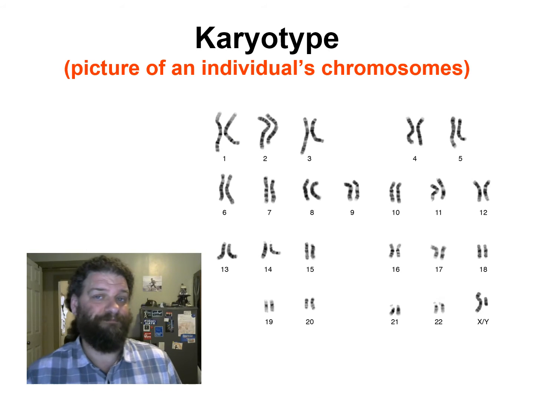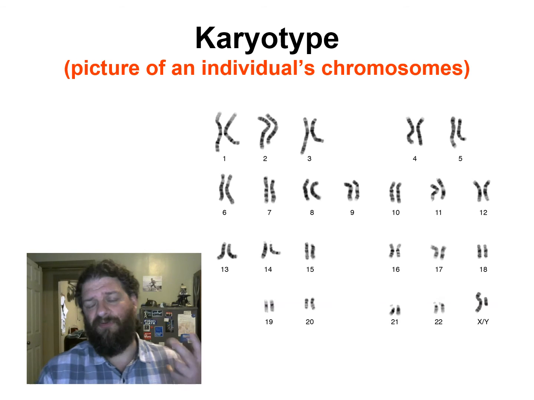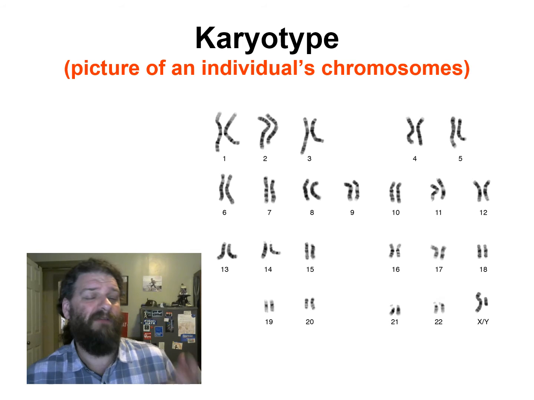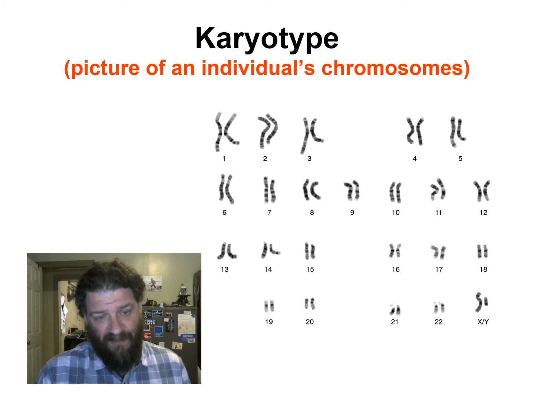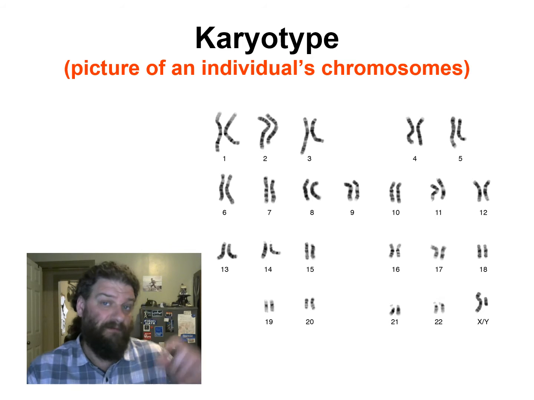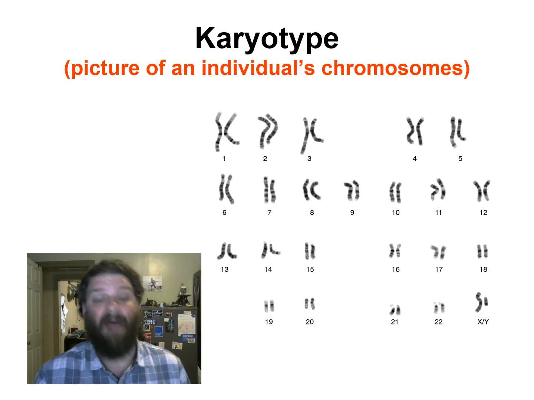a karyotype. And this is the karyo again. That's the old Greek prefix for nut or kernel. So we're talking about the nucleus. We're talking about the genetic material within the nucleus. And we can see, count them up, right? Match them up by size and banding pattern, and count them up and make sure that there is the proper number in that cell.